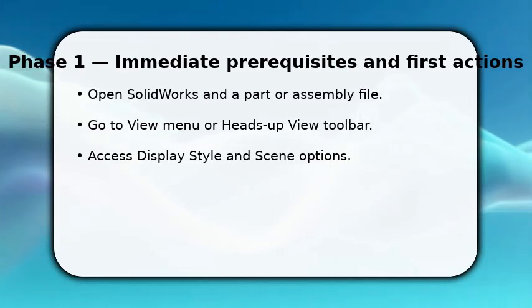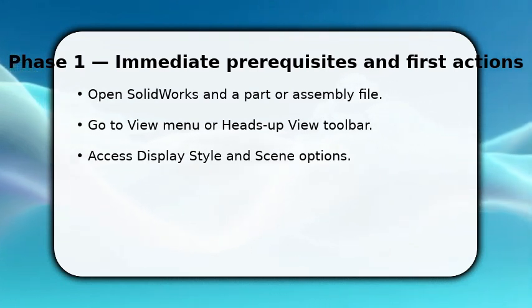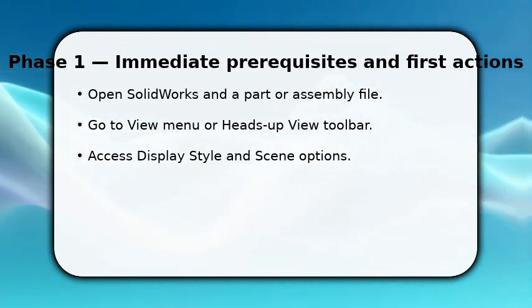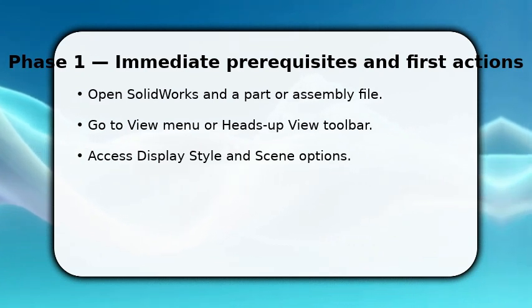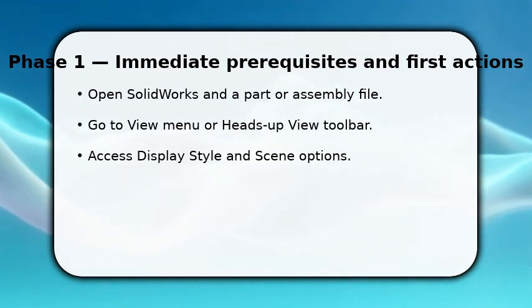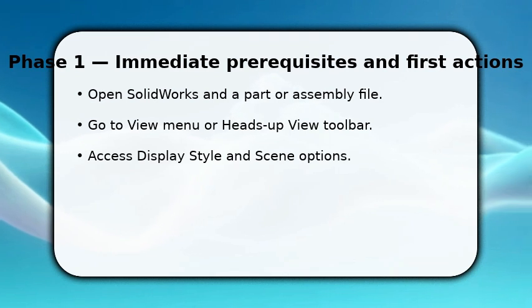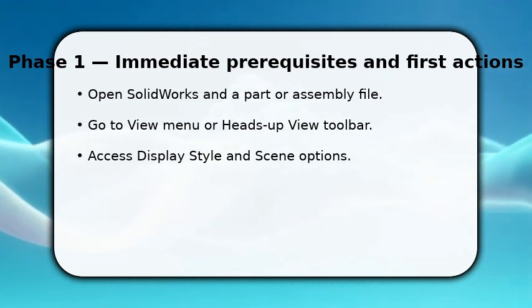You already have Solidworks open with your model. Now start by opening the View menu or using the Heads-Up View toolbar. Click Display Style to confirm you are not in Shaded with Edges mode, then open Scene, Lights, and Cameras. Once done, make sure the right pane shows Scene Settings because Shadow controls live there.